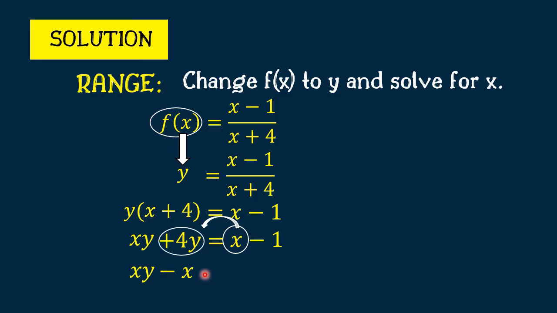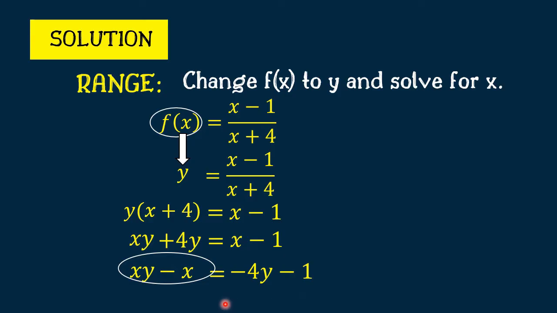Next, we have to transfer positive 4y on the right side because it doesn't have the value of x, and it should not be on this side since we're solving for x. So to do that, we have this value negative 4y since it is positive on this side. We have negative 4y and simply copy minus 1.